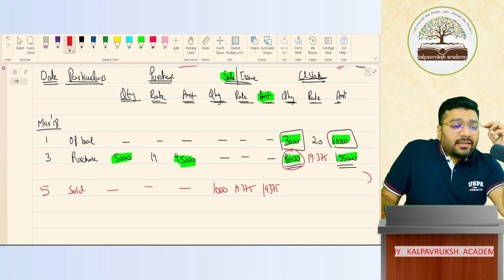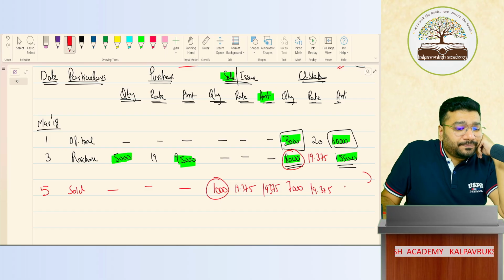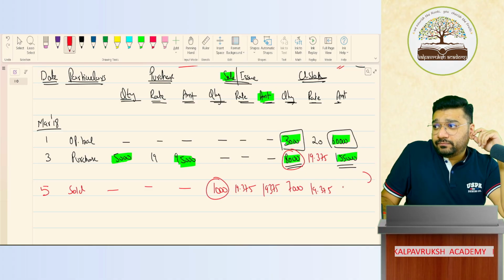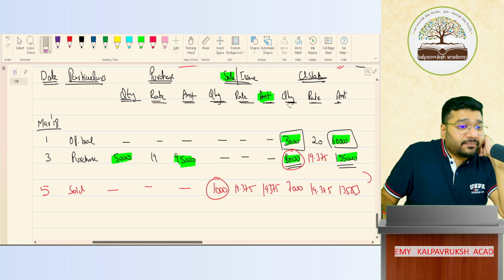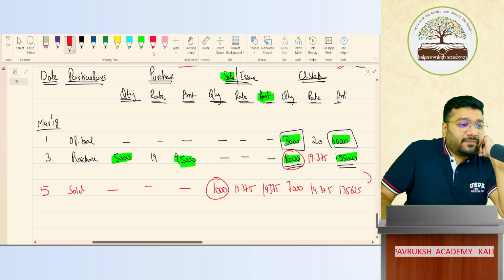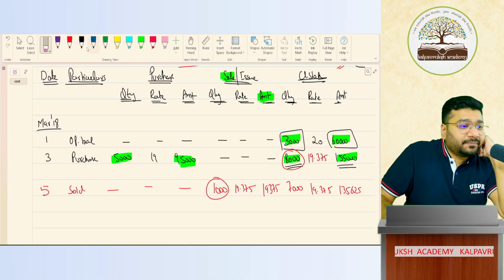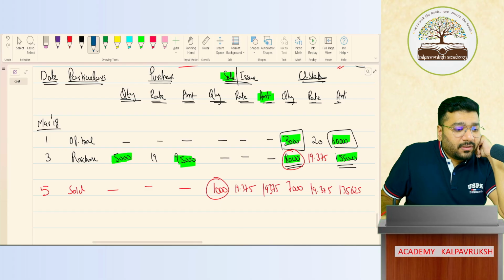19,375. So out of 8,000 kg, 1,000 is sold. Balance is how much? 7,000 kg. Each rate is 19.375. How much is the total cost of inventory? 1,35,625. Comfortable? Okay, next. What is happening next?